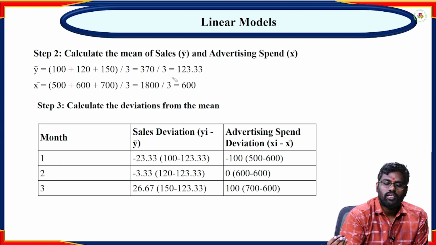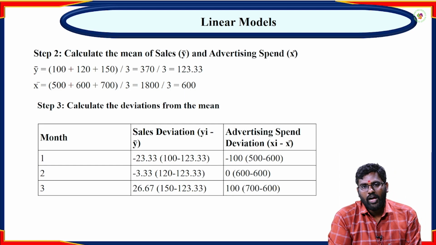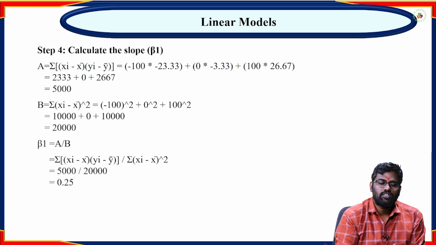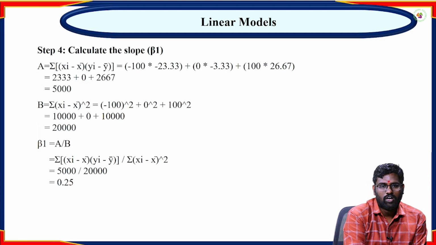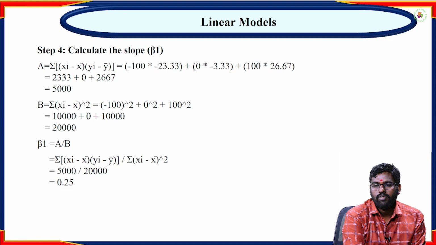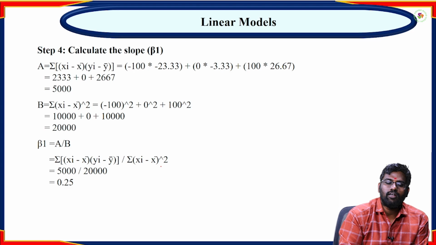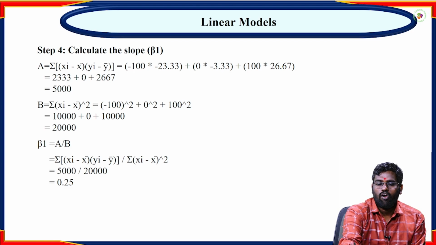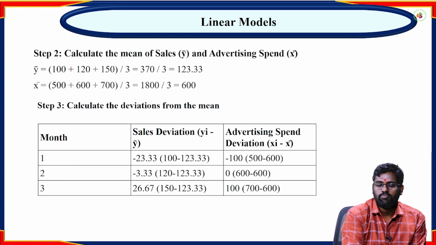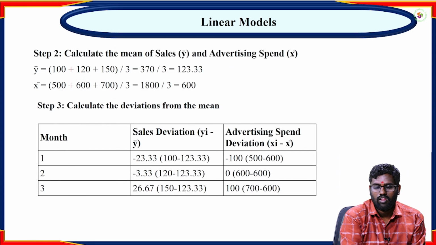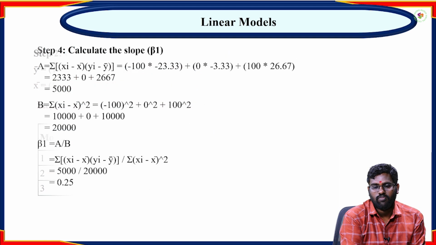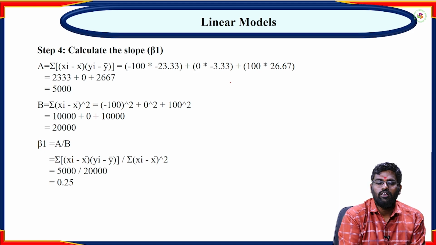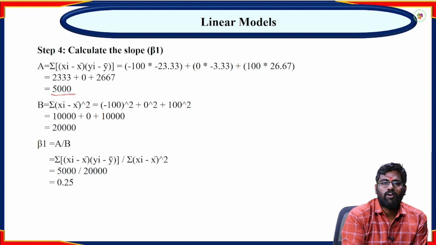Now the next step is to calculate the values of b0 and b1, starting with the slope. The formula is the sum of xi minus x bar into yi minus y bar, divided by the sum of xi minus x bar whole squared. First we need to calculate xi minus x bar. After substituting the values from the previous table, these are minus 23.33, minus 3.33 and 26.67. After substituting these values, finally we get the first value, which is 5000.